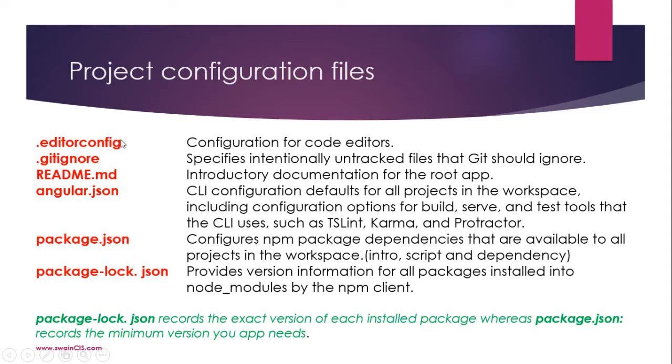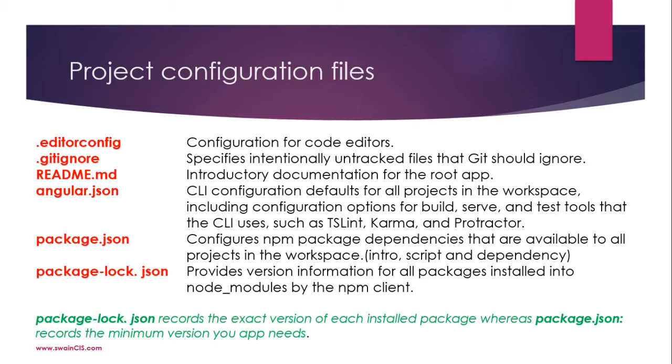The first file to explain is editorconfig. This is for the editors we are using, like Visual Studio Code, Atom or Sublime. For those editors you can give certain configurations that run on your editor, which is helpful while coding. Next is .gitignore. This specifies intentionally untracked files that git should ignore. That means when you are using your repository from git, you can check this file to configure which files should not be tracked. README.md is introductory documentation for the root app. This is just documentation.